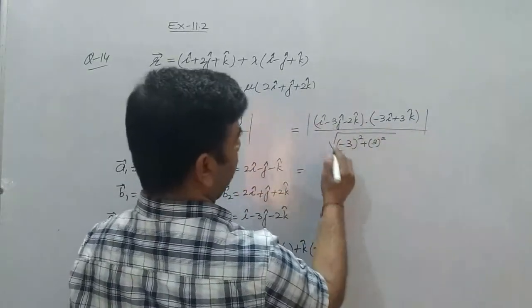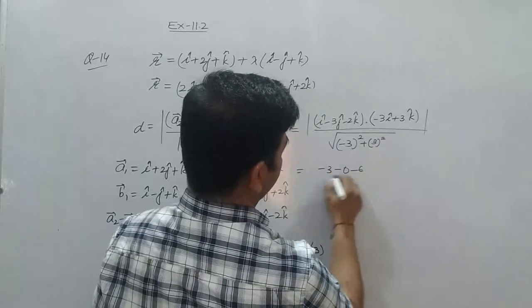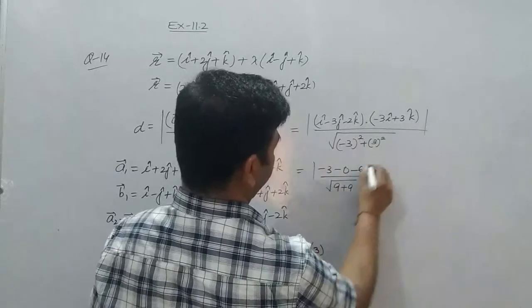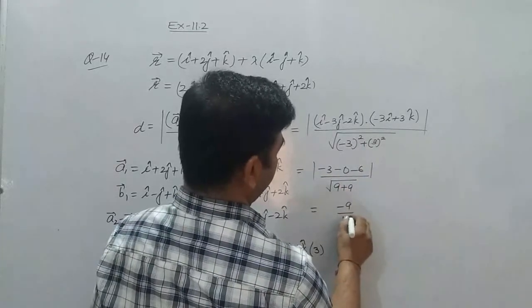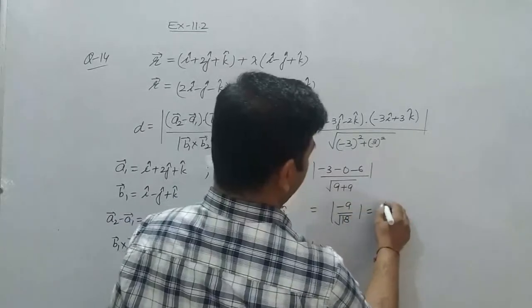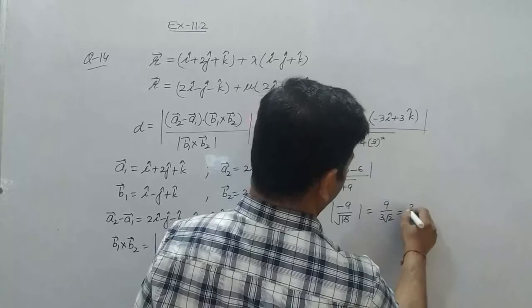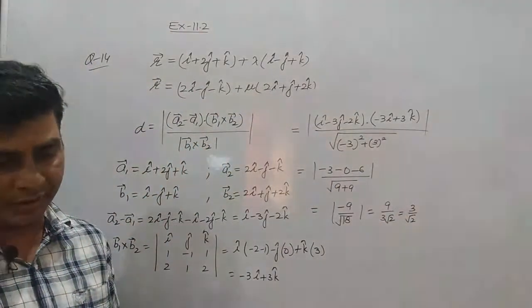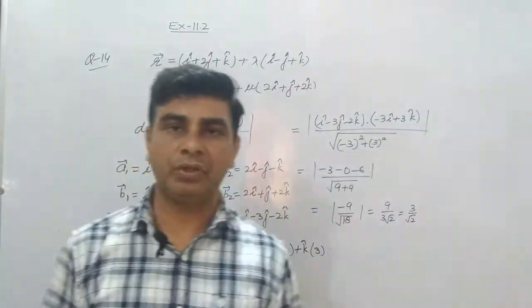Now this is your minus 3 minus 0 minus 6 upon the square root of 9 plus 9, magnitude as well. This is your minus 9 upon the square root of 18, and this is your 9 upon 3 root 2, which is given by 3 by root 2. So this is the shortest distance in between the given two skew lines.